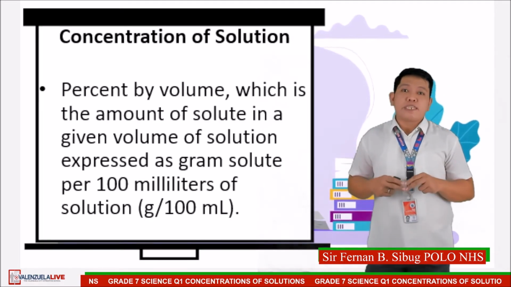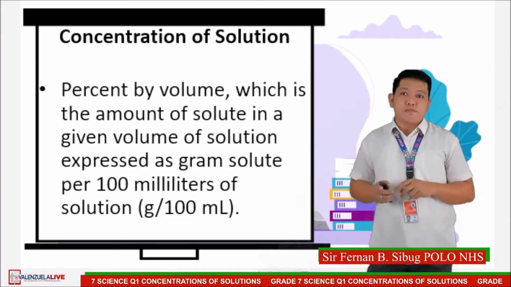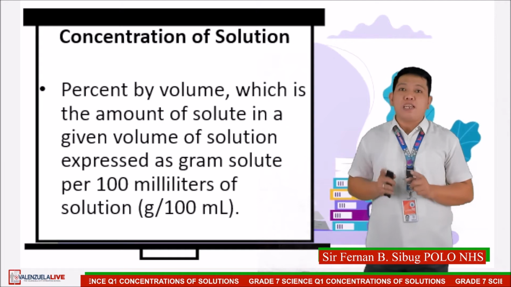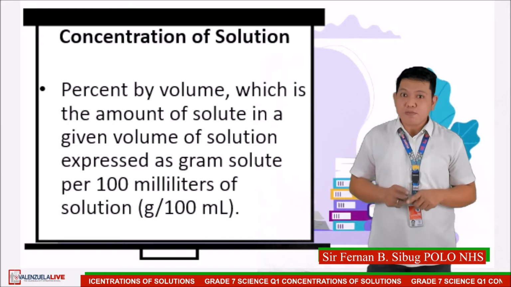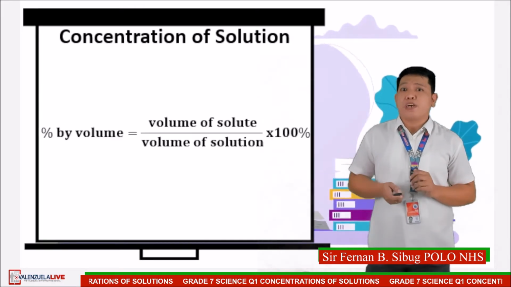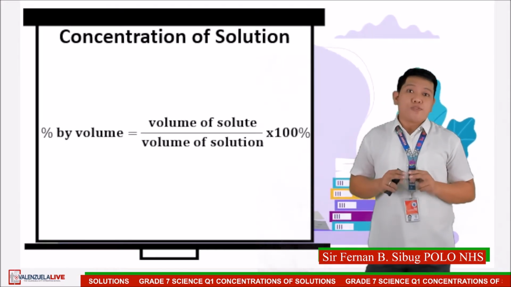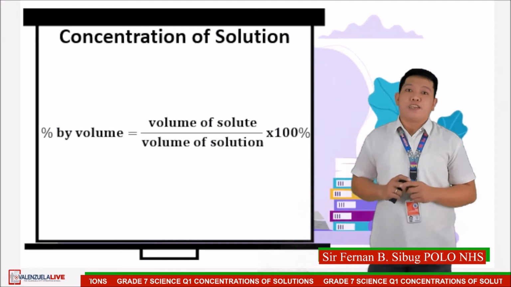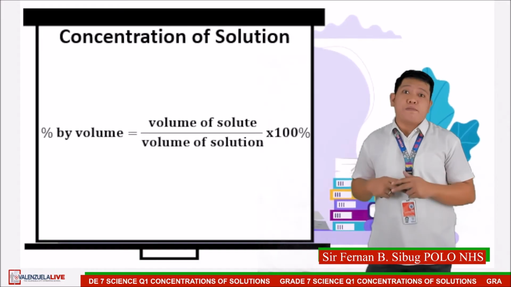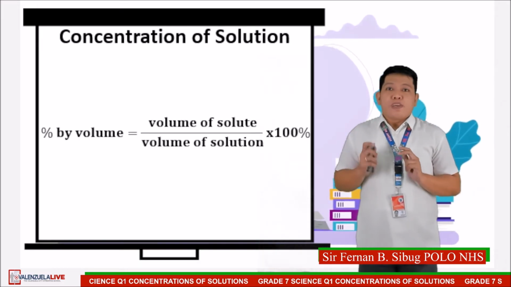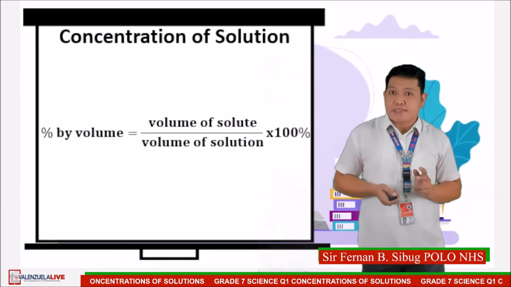Percent by volume is the amount of solute in a given volume of solution expressed as gram solute per 100 milliliters of solution or gram per 100 milliliter. Mathematically, this can be expressed as percent by volume equals volume of solute over volume of solution multiplied by 100%. But for this lesson, we will only be focusing on percent by mass. Okay? Here's an example on how to compute concentration of solution by percent by mass.